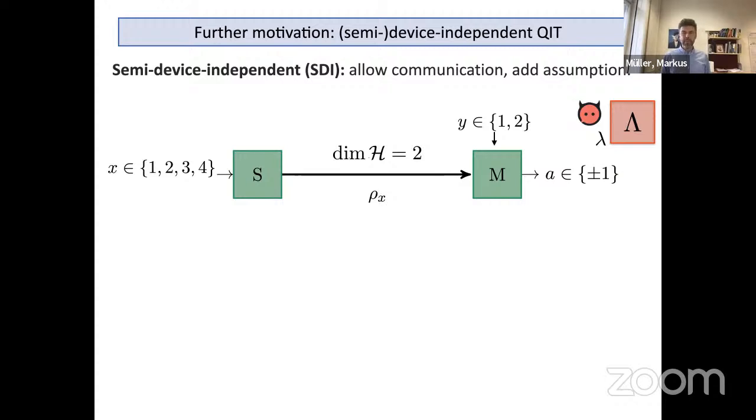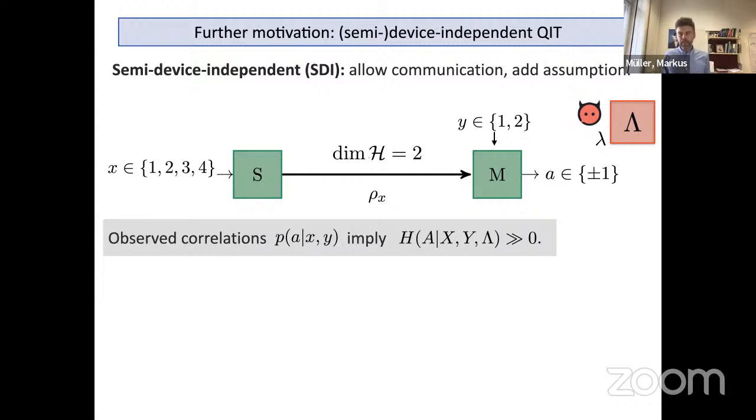You have two boxes, a preparation box that prepares a state, say S, and a measurement box M. You don't make any assumption about what these boxes are doing. You're just saying, well, you have a choice of input. So the preparation box has an input, maybe 1, 2, 3, or 4. The measurement box has also an input, 1 or 2. So perhaps that's something like the choice of measurement that you actually want to make. And then you get an outcome A.